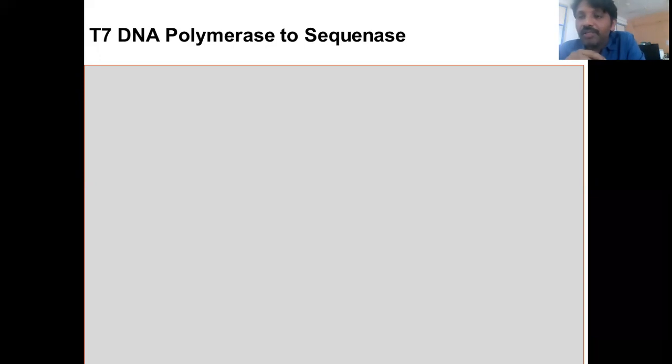But there is a problem with the exonuclease activity. It has 3' to 5' exonuclease activity. If that activity is inactivated in the T7 DNA polymerase, it can become a sequenase, an enzyme used in DNA sequencing.